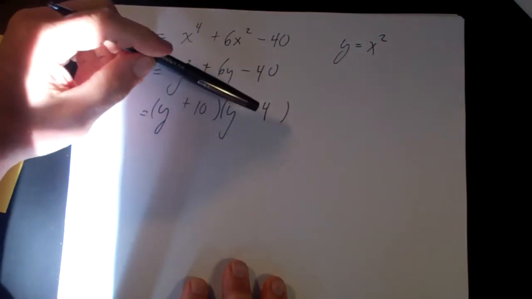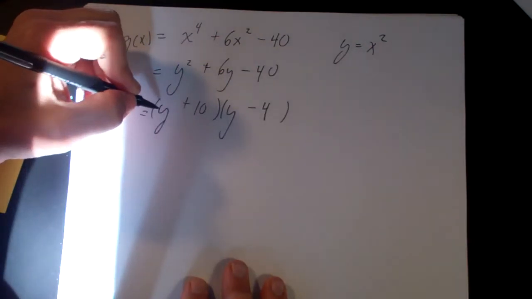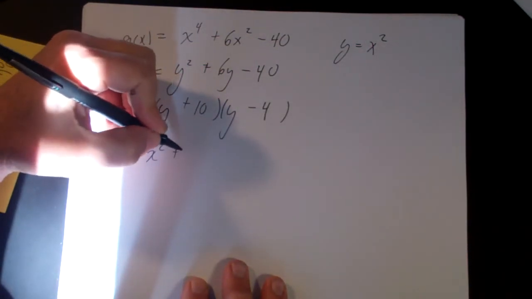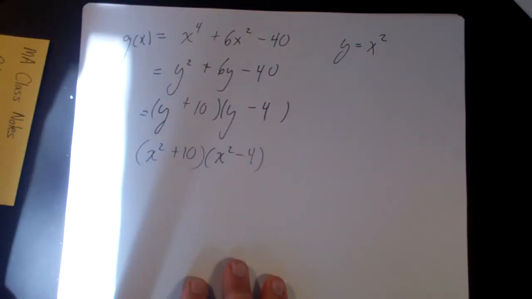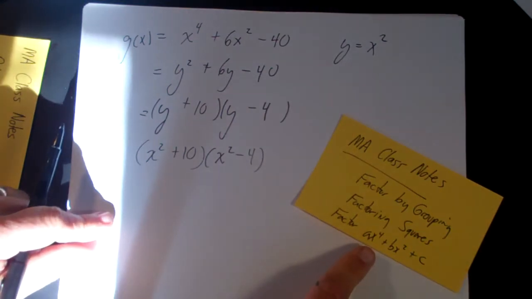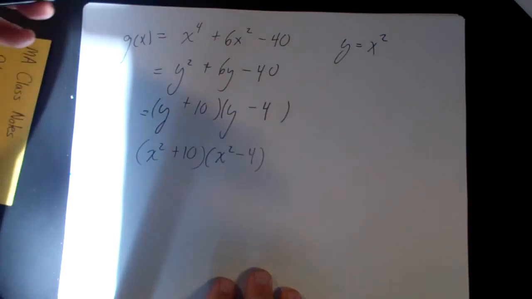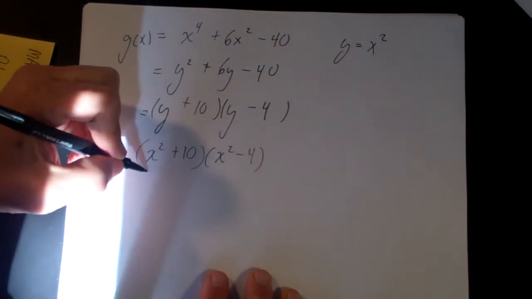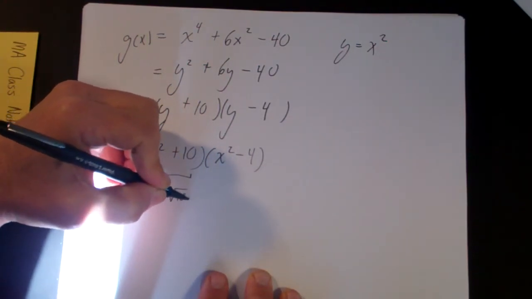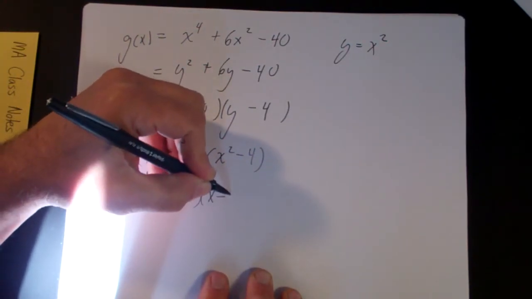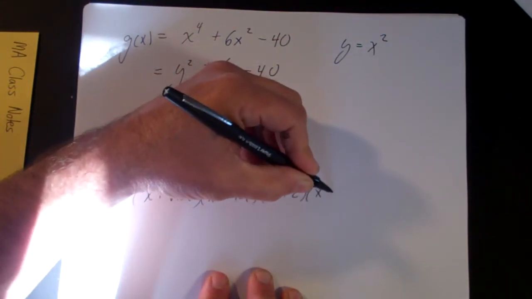Let's see if that works. 10 times negative 4 is negative 40, that works. And now let's think about it. y is x squared, so this is really (x squared plus 10)(x squared minus 4). We notice here we're just using what we learned in the video on factoring ax to the fourth plus bx squared plus c. Now we can use what we learned when factoring squares. This is going to be (x plus root 10 i)(x minus root 10 i)(x plus 2)(x minus 2).